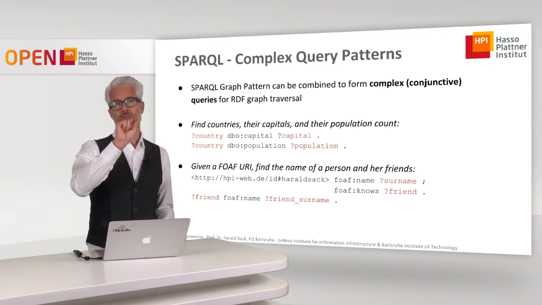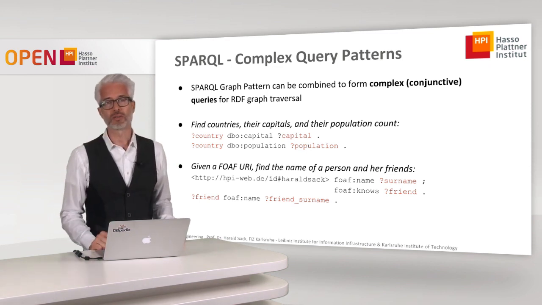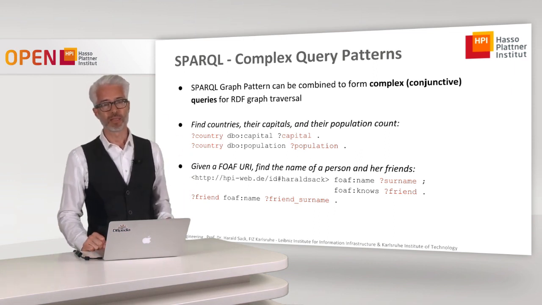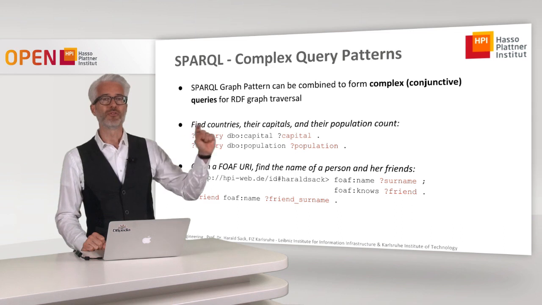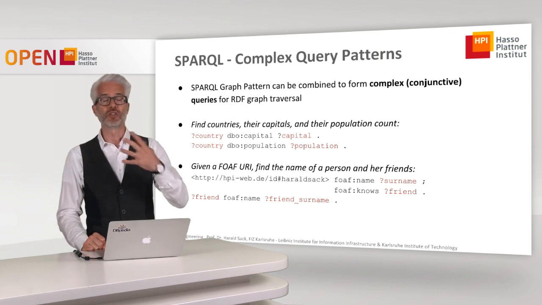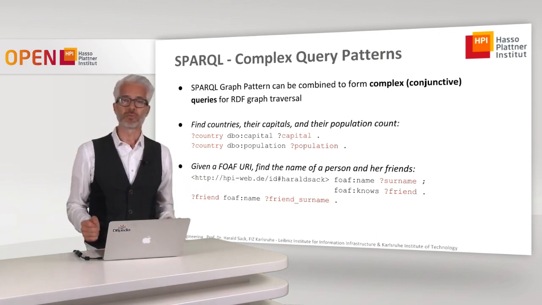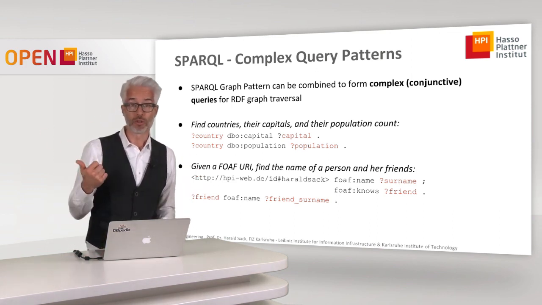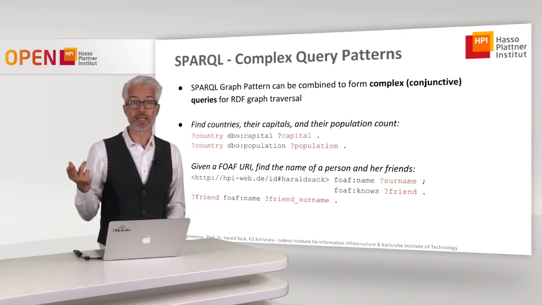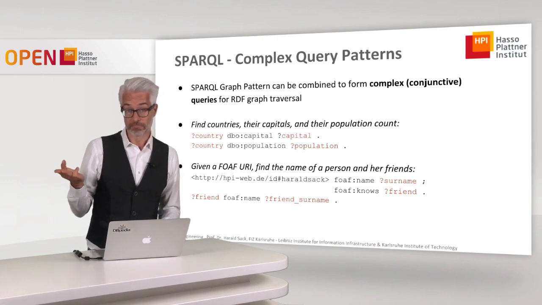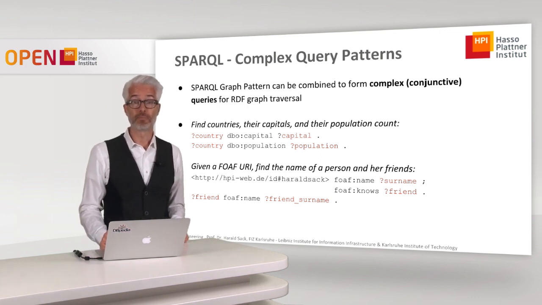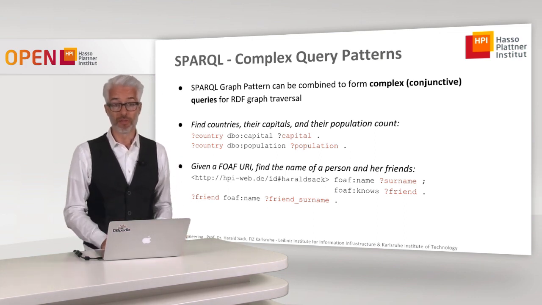And then, of course, we do not want to have the URI of the friend, which would be encoded in friend. We want the name of the friend. So therefore, we conjunctively add another triple pattern. This is then the third one, where we say friend should have the foaf name, friend surname, which means then, in the end, our result would consist of the name or surname of the given person, then the friends of the given person, and of course the name of the friends of the given person. So this is how a more complex SPARQL query pattern is combined and how this works.